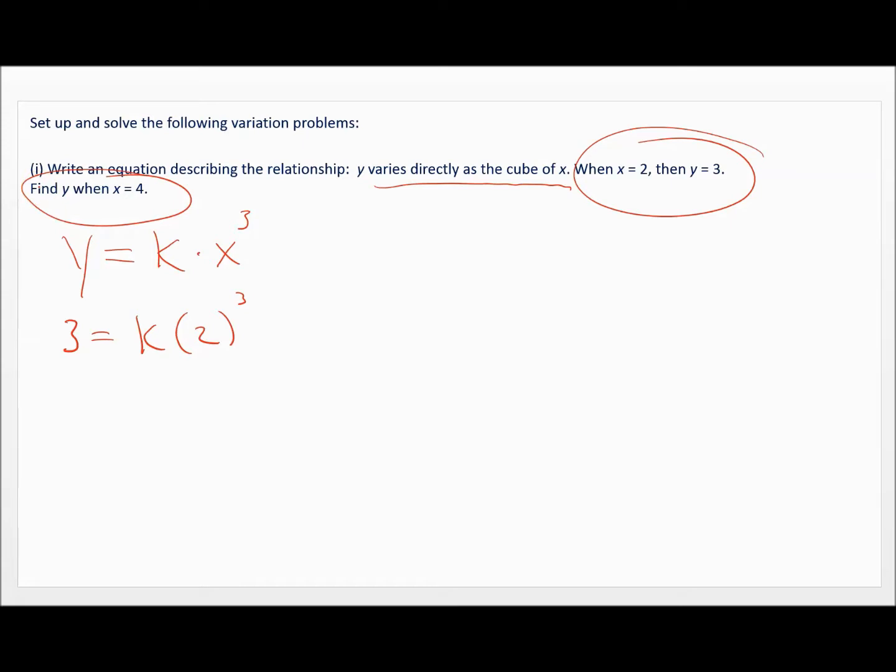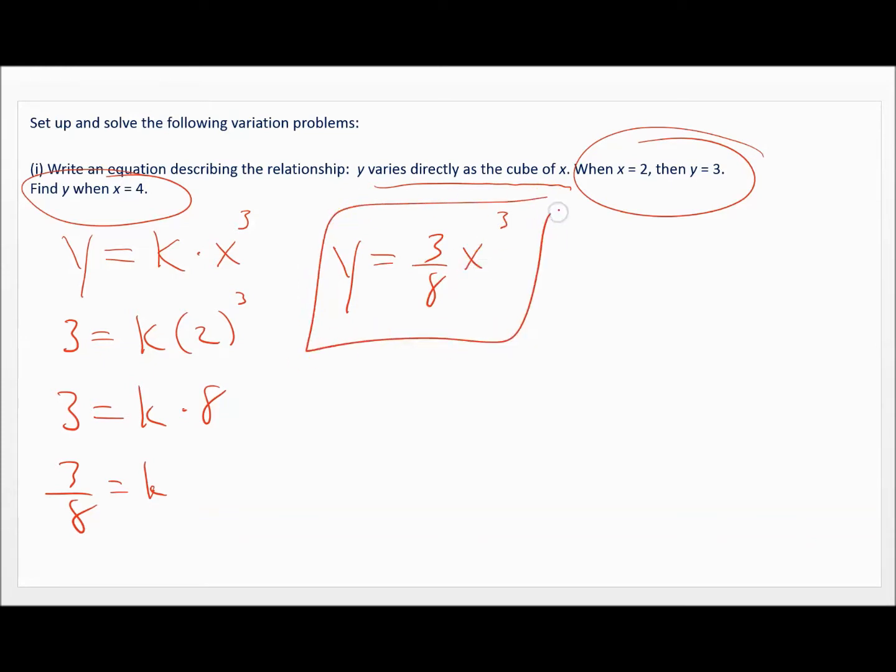My directions aren't right. Set up and solve. Okay, it says write an equation, but then it gives us extra stuff. So, you know what? I have conflicting directions here, because writing an equation goes to this point where you solve for k, and 3/8 is equal to k, and you plug back in, so y is equal to 3/8 x to the third.